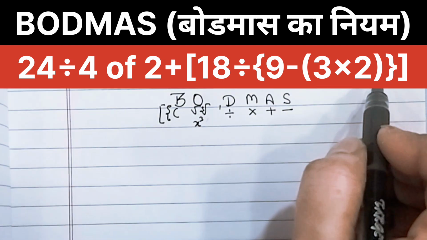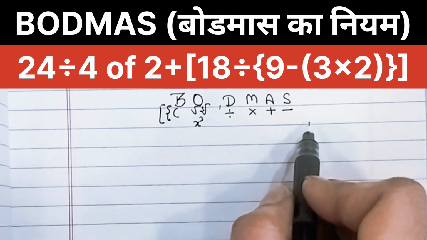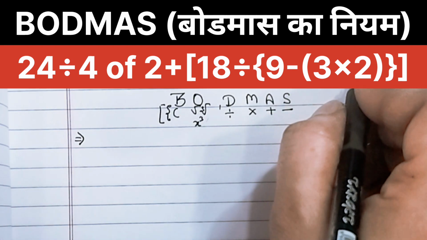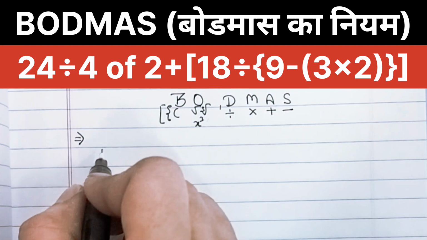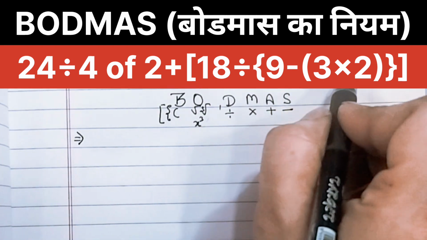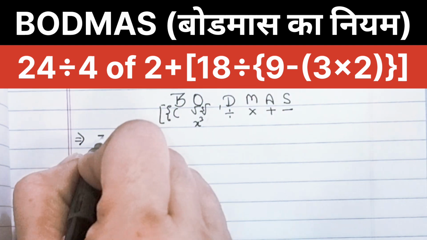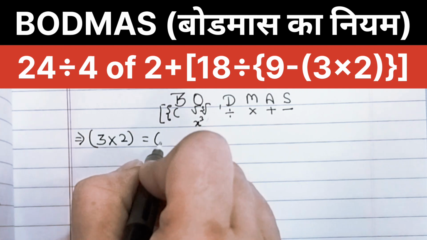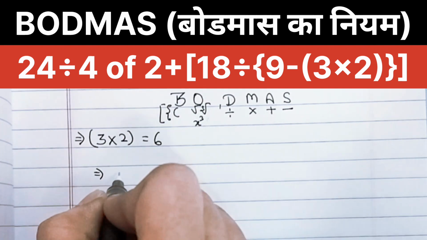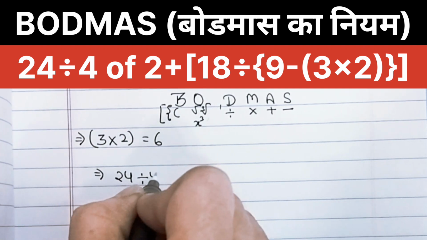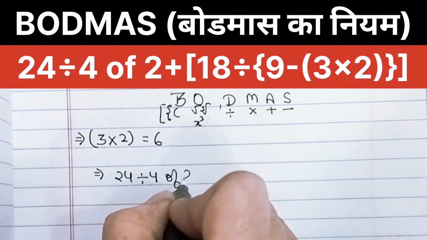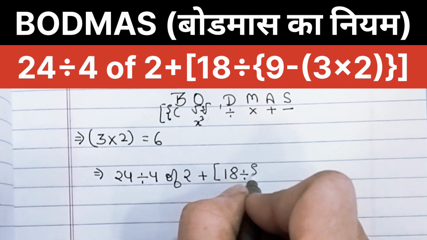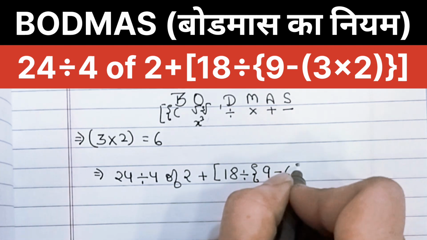So solving this expression we follow this sequence of BODMAS. Now we'll break down this expression with a step-by-step solution. So step 1, solve the innermost round brackets. As you can see here, the round brackets. So first we'll take 3 multiplied by 2 equals 6. Now the expression becomes 24 divided by 4 of 2 plus square bracket 18 divided by curly bracket 9 minus 6.